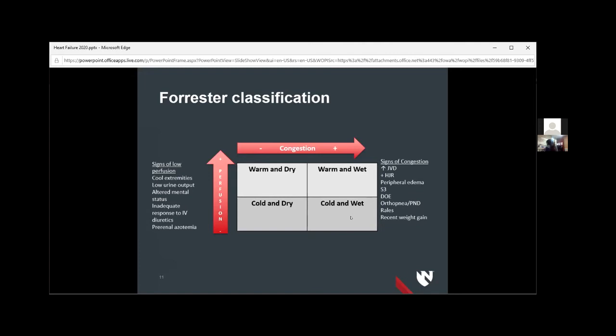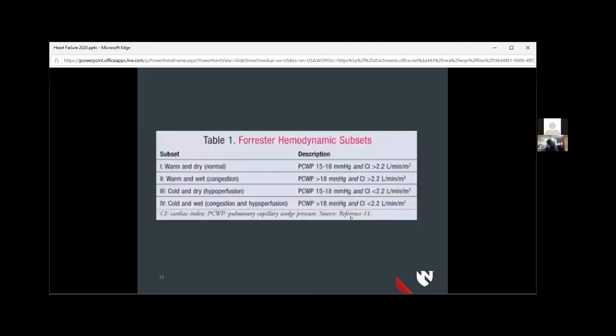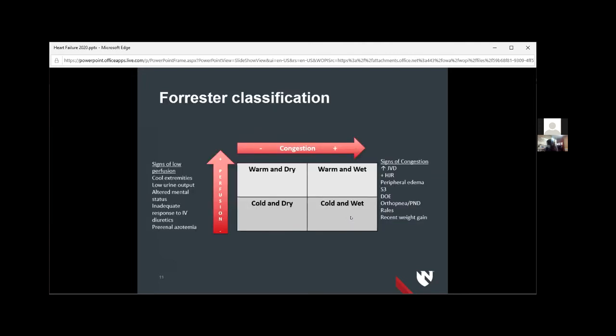Patients, we like to keep them warm and dry. That is your well-perfused, not fluid overloaded patient. A warm and wet patient is probably the easiest heart failure patient to treat, because you can just diurese them and they should get better. Cold and wet are sometimes easy to treat, sometimes not, because they're not being well perfused.